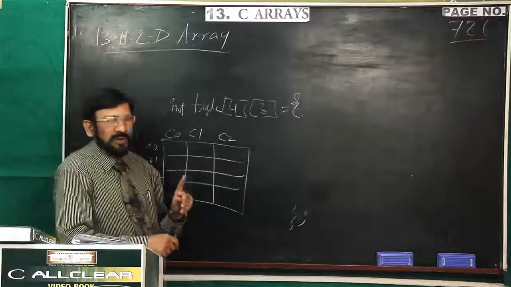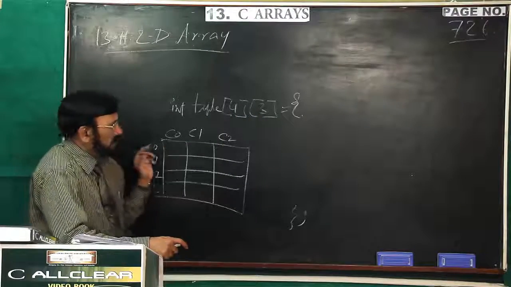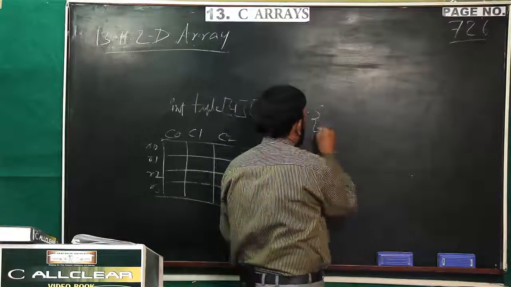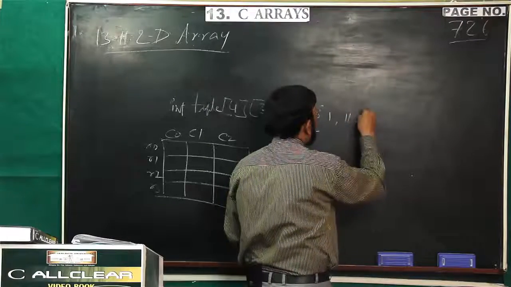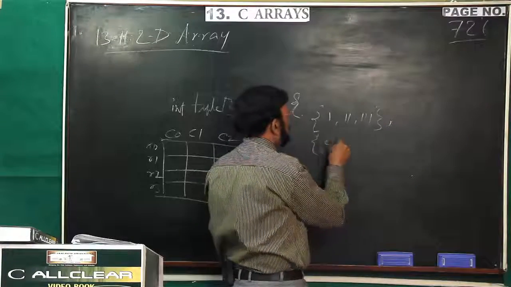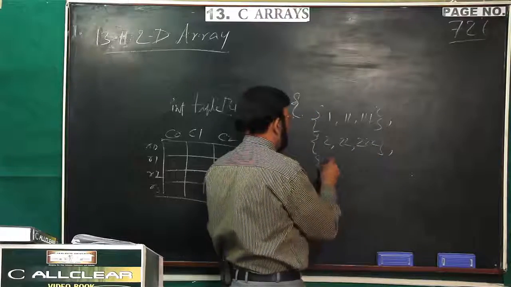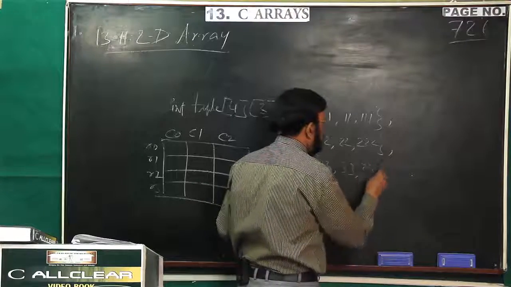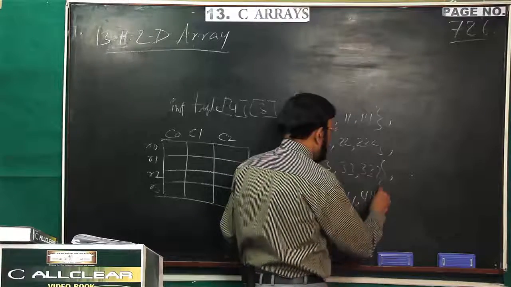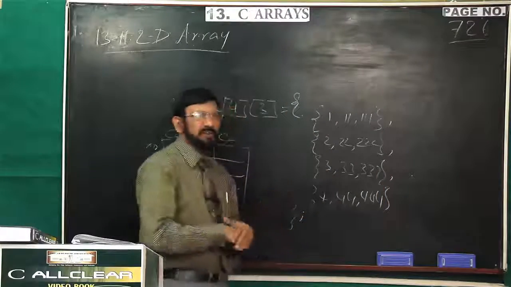Thereafter, a two-dimensional array is nothing but 4 one-dimensional arrays. Each row is a one-dimensional array. And here first you see the syntax: 1 1 1, next 2 2 2, comma 3 3 3, comma 4 4 4. No comma is required at the end. In this way we can initialize it.